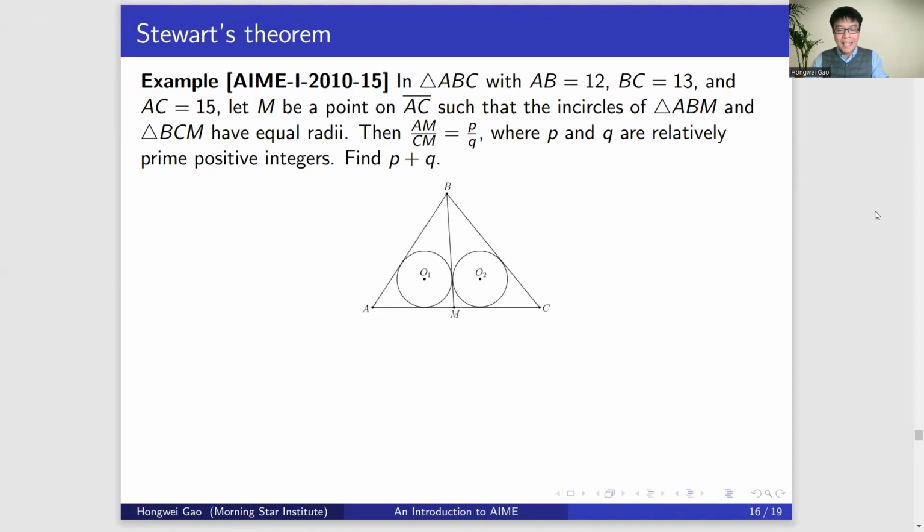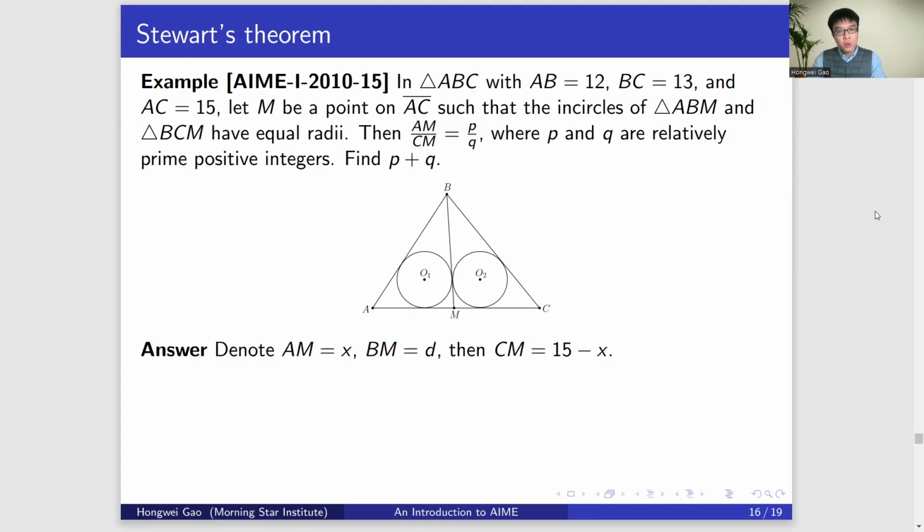M is a point on AC, so BM divides triangle ABC into two smaller triangles, ABM and CBM. They have the same incircle radii. Then AM over CM is equal to P over Q, where P and Q are relatively prime integers. The question is to find P plus Q. So basically, we need to find the location of M.